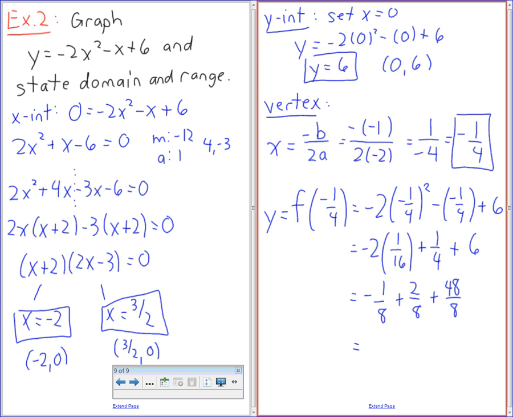Is that right? 49 over 8? Positive 49 over 8. Okay. So my vertex then would be, oh, I'm running out of room here. What is that? -1/4 and 49/8. Now, I'd like you to keep it as a fraction as long as you can.